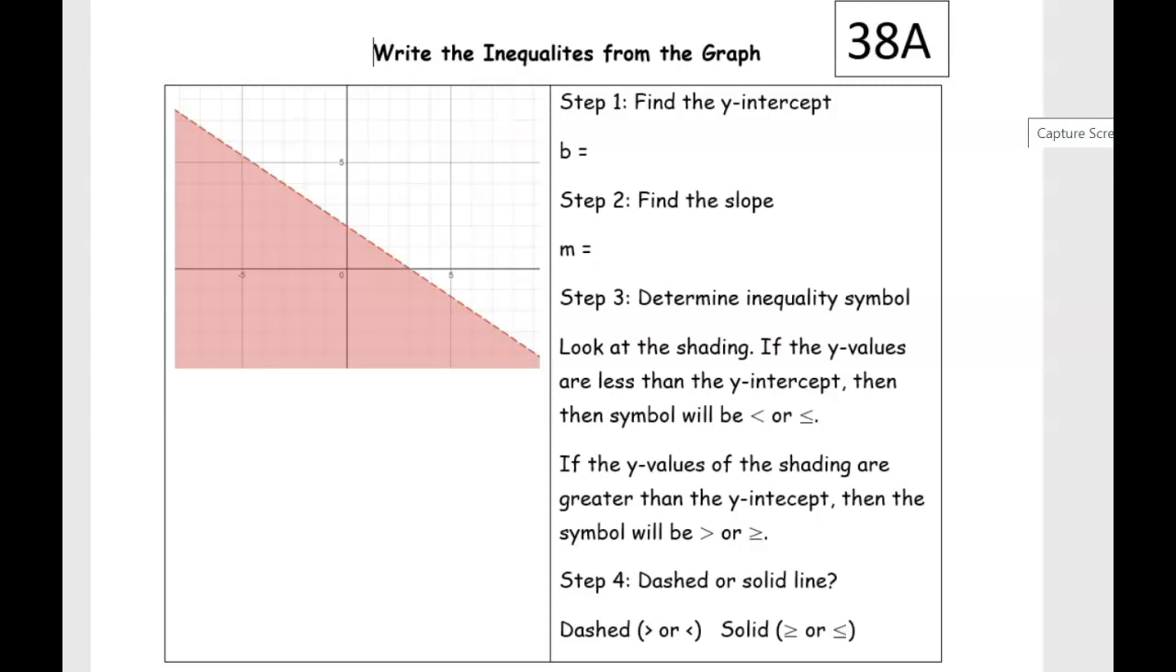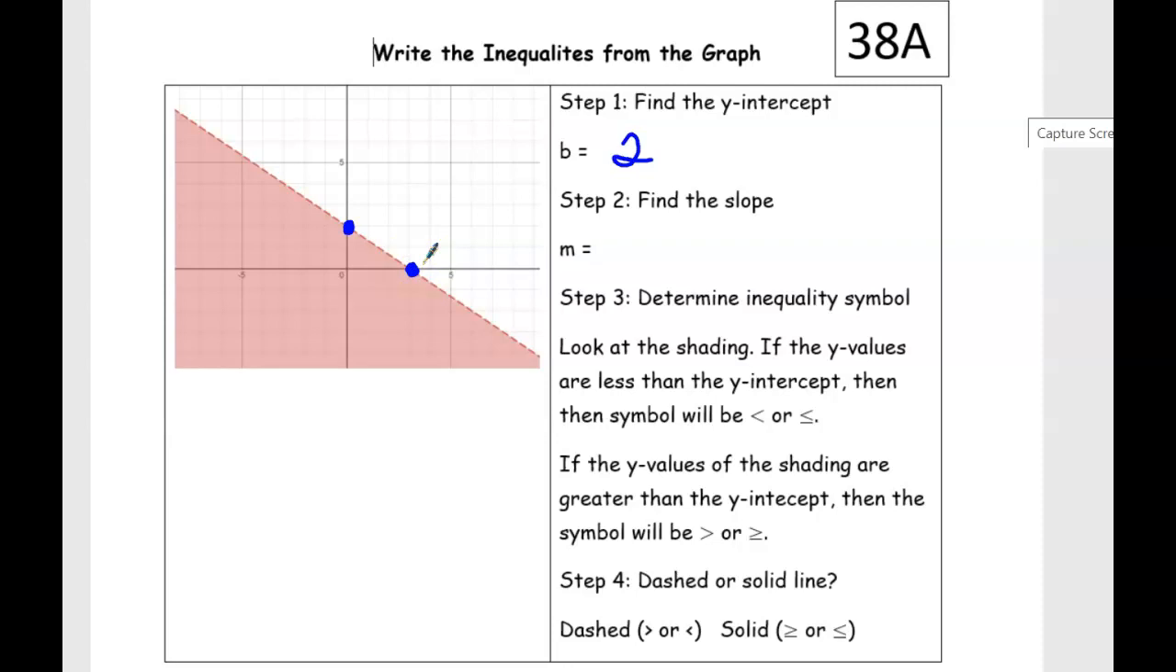All right, so I'm looking at this graph, and the first thing I want to do is identify the y-intercept. If you can see, the graph is intersecting right here at the value of 2. So our b is 2. All right. Now, to identify our slope, we need to look at where the graph crosses at a whole number, like at a corner, so we can calculate the slope between 2 points.